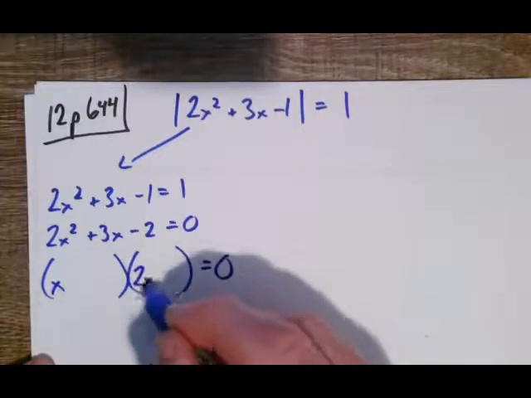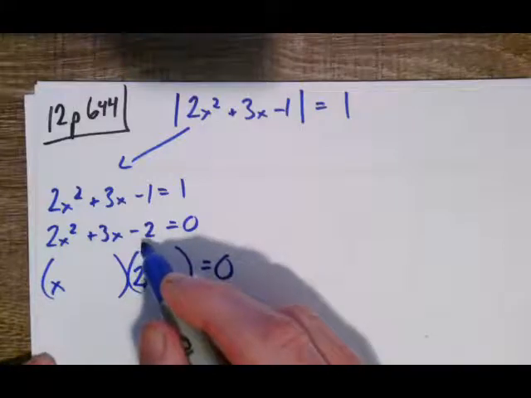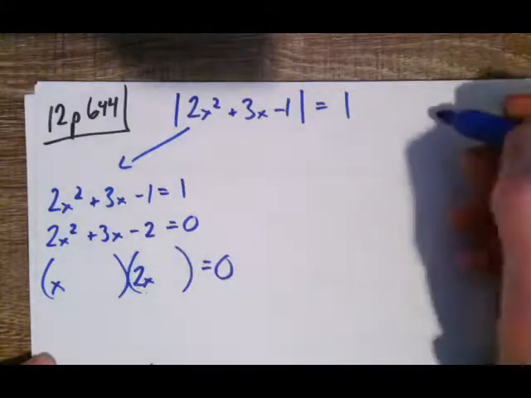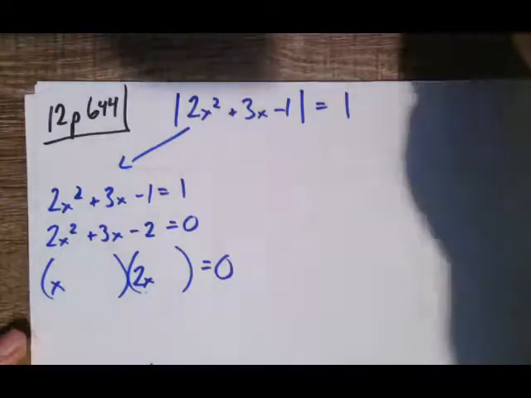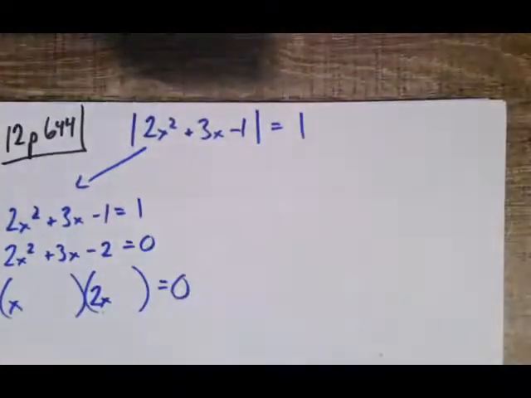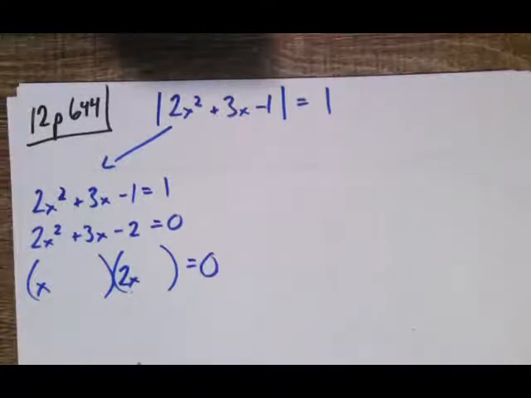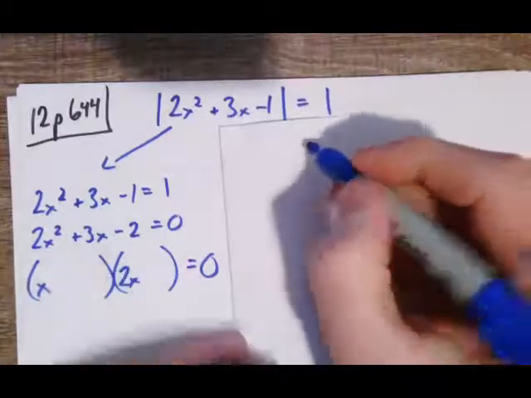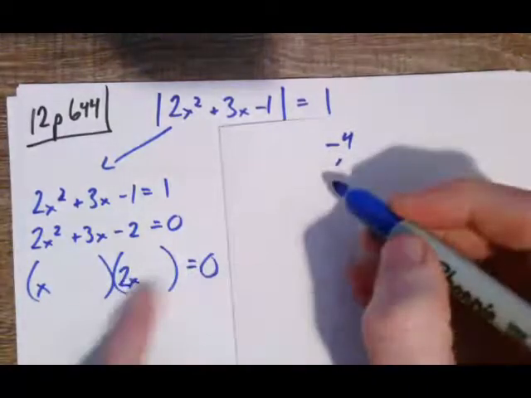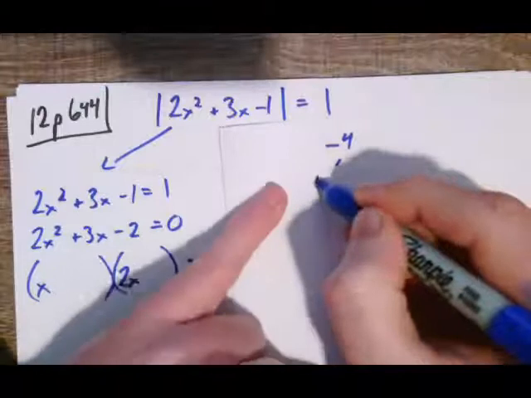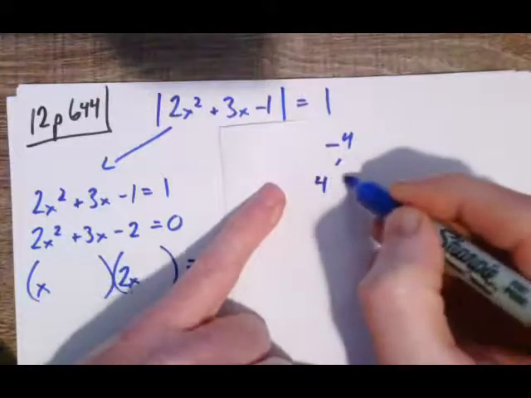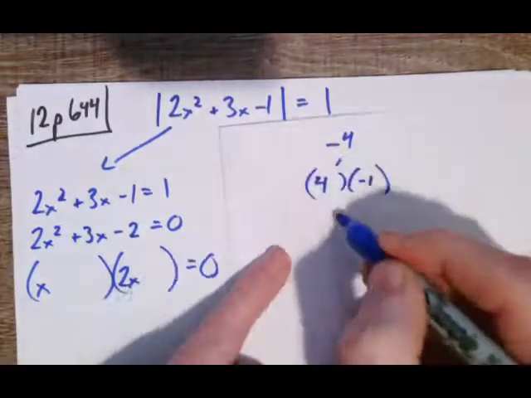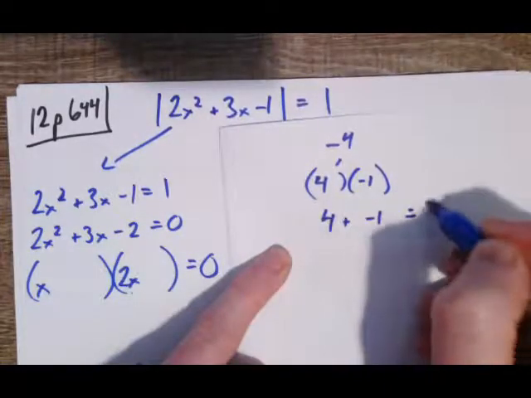One of these is going to be 2x. So 2 times 2 is 4. 4 and 1. Yeah, it might. Let's just double check. You know what? I'll do it on a separate piece of paper. 2 times negative 2 is negative 4. So that could be 4 and negative 1. And when we add those, 4 plus negative 1, it works.